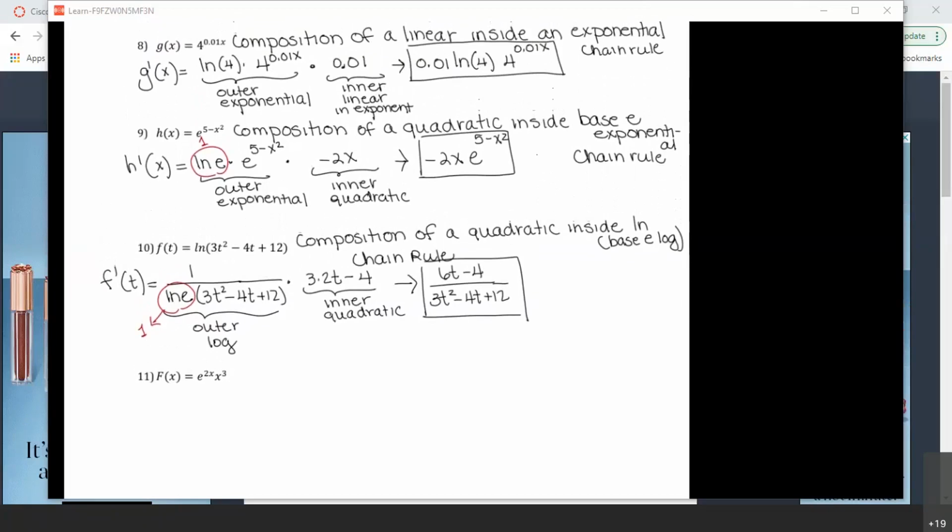All right, we're just going to do 2 more. We'll do 11 and 12. So let's take a look at 11. Look at number 11. What is its basic structure? Look at number 11. What are you seeing?